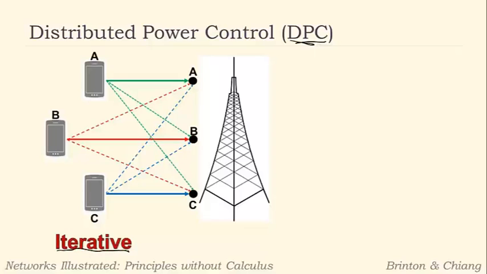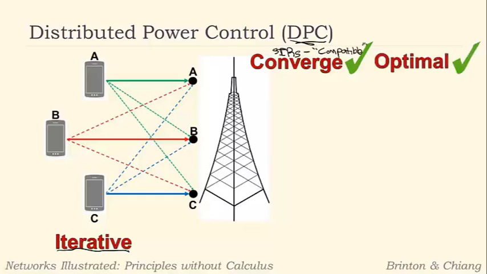And eventually, we hope that the algorithm will converge, which it will converge, as we said, provided that the SIRs are feasible. And again, by feasible, we mean compatible, or that they can all be satisfied simultaneously. So a good word for this would be compatible for feasible.